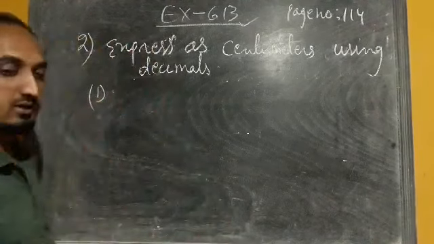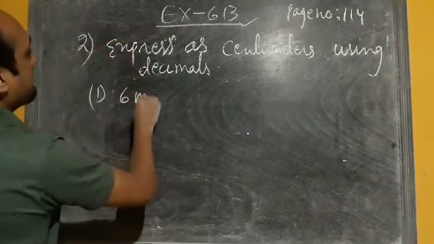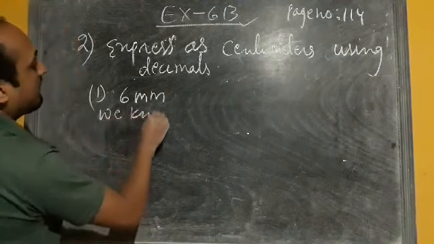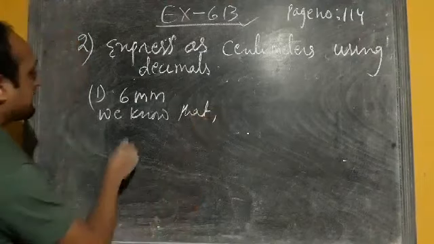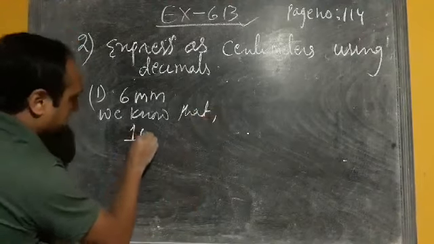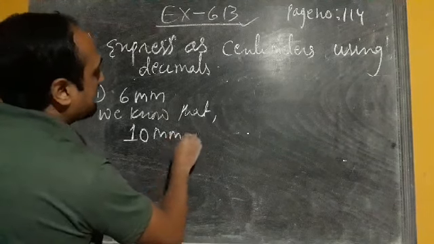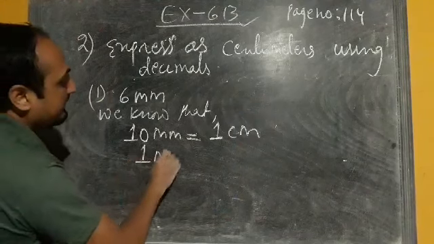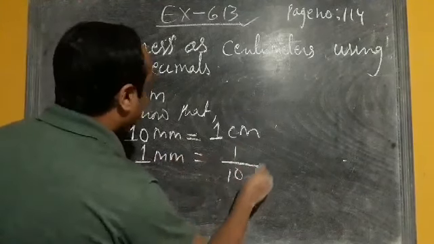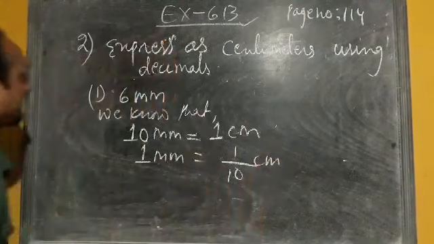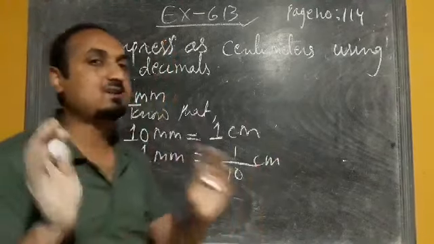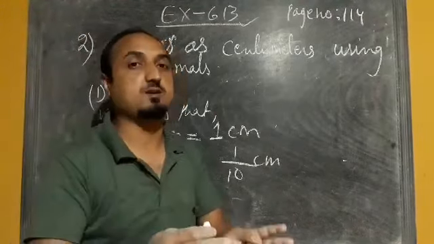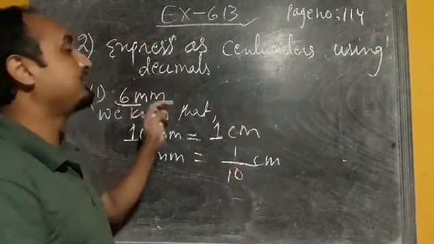So first question we have 6 millimeter. Okay, 6 millimeter. So we know that 10 millimeter equals 1 centimeter. So 1 millimeter equals 1 by 10 centimeter. Now in the question we have 6 millimeter. So we have to convert this 6 millimeter into centimeter. Once again we are converting that 6 millimeter into centimeter.